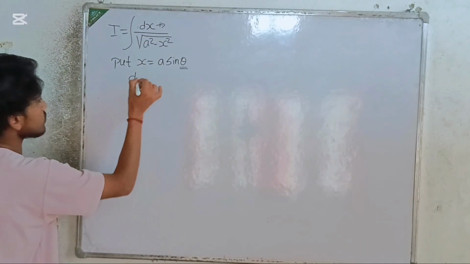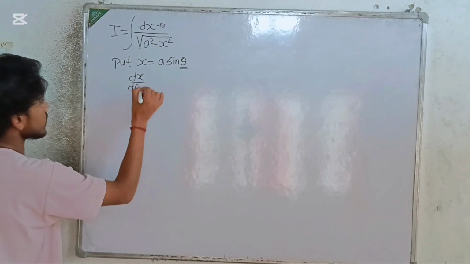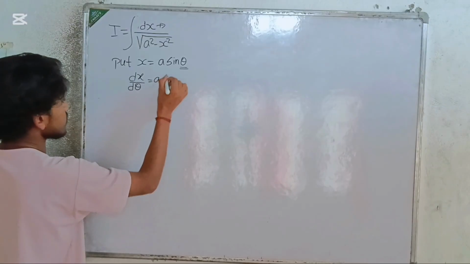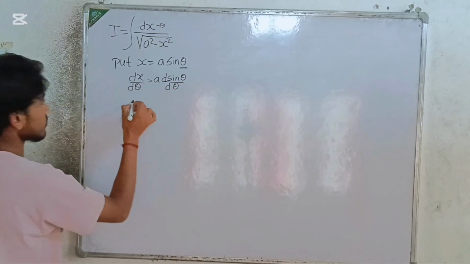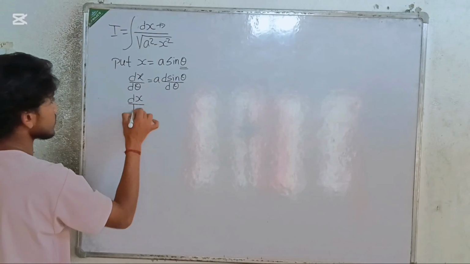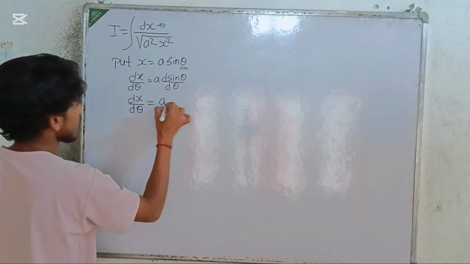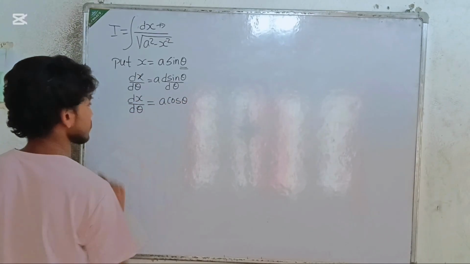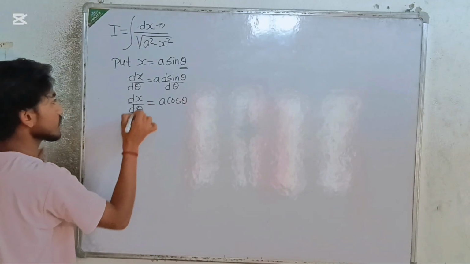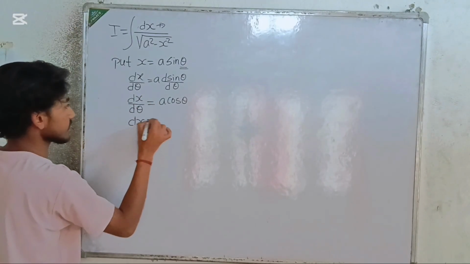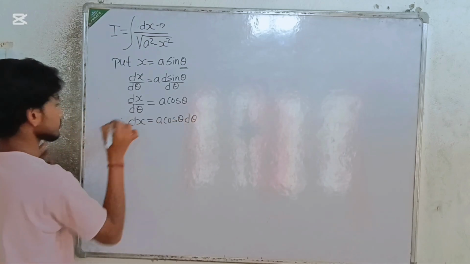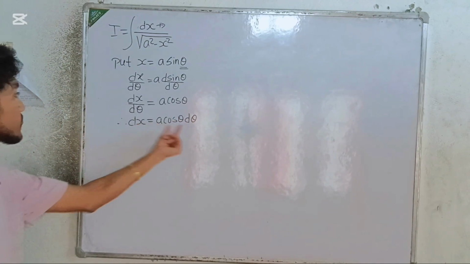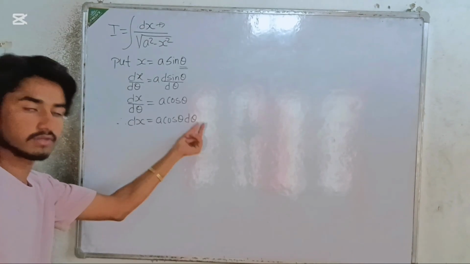So I am going to differentiate it. That is d over d theta of a sine theta. So dx over d theta is going to be a cosine of theta, right? And I only want the dx term, so I write dx is a cos theta d theta, right? And I got dx in terms of theta and d theta.